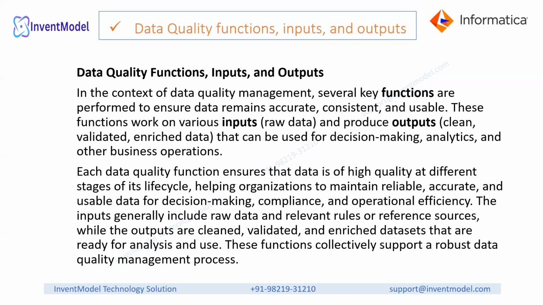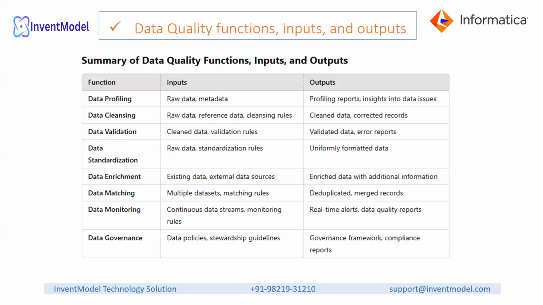Each data quality function ensures that data is of high quality at different stages of its life cycle, helping organizations to maintain reliable, accurate, and usable data for decision making, compliance, and operational efficiency. The inputs generally include raw data and relevant rules or reference sources, while the outputs are cleaned, validated, and enriched data sets that are ready for analysis and use. These functions collectively support a robust data quality management process. Let's try to understand these input and output functions.